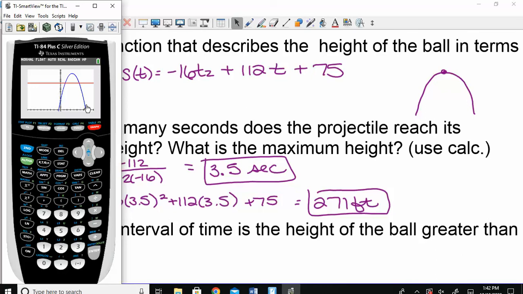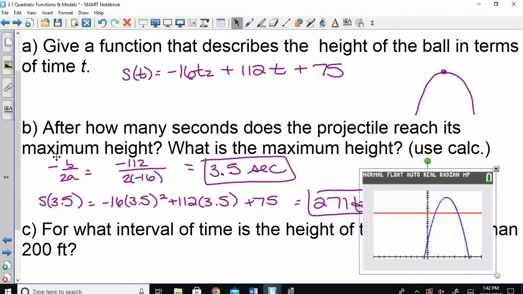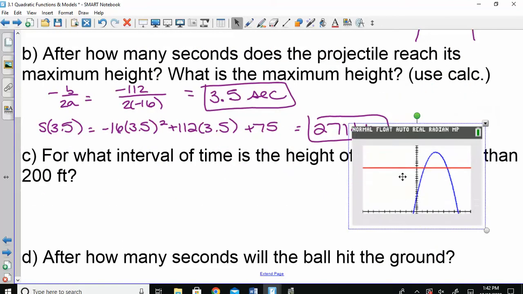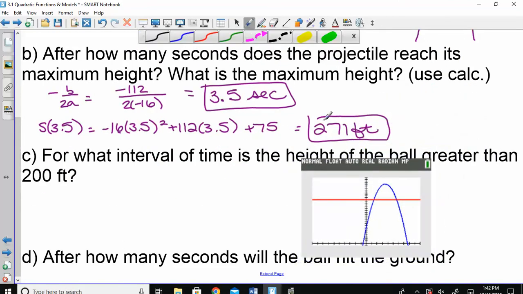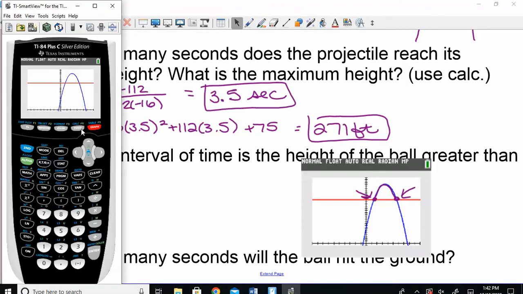So I want to find when the height is above 200. So what I need to know is when does it actually equal 200? Because it's above everywhere in between here and here. Would you guys agree with that? So I need to find these 2 points. If we want to find them exactly, just using the trace feature isn't great because it jumps around a lot, but our calculator can do more for us.